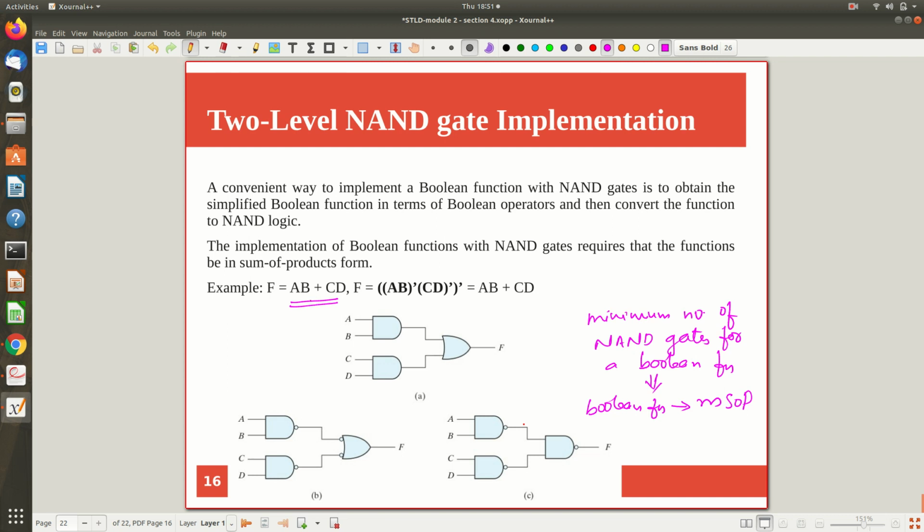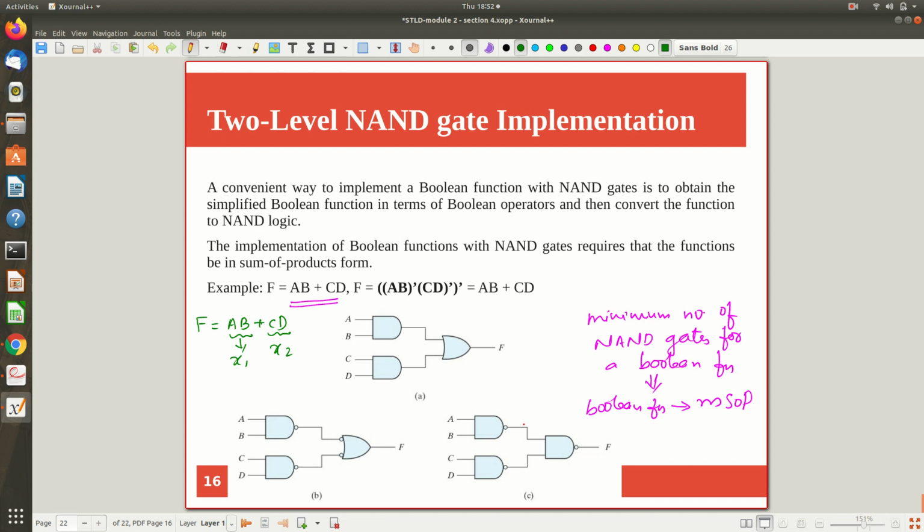Let me write here. See, this is my function. The function is something of the form AB plus CD. Now, this is something you can visualize as a particular input, say x1. This is another input x2. So, two inputs, and I am doing this OR operation.